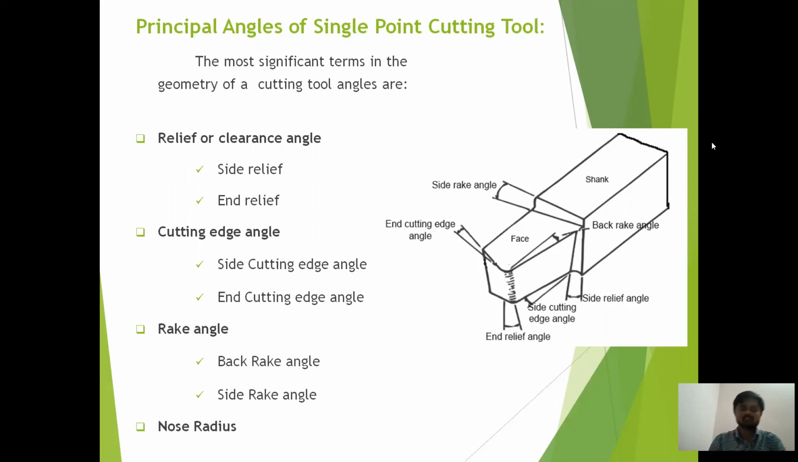These 7 terms are very important in the geometry of a single point cutting tool. Before you select the cutting tool for a given operation, you have to check the values of all these 7 parameters. That's why these 7 parameters are called significant terms in the cutting tool geometry. Now we'll see them one by one.